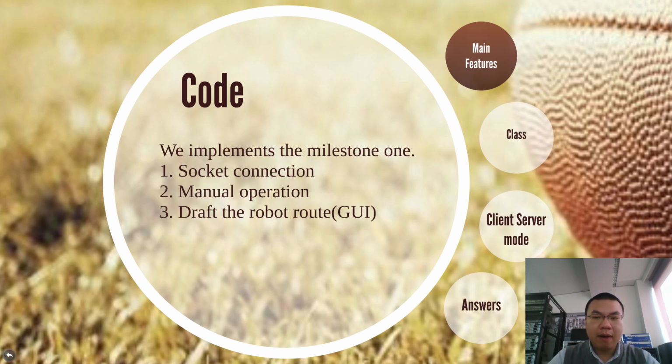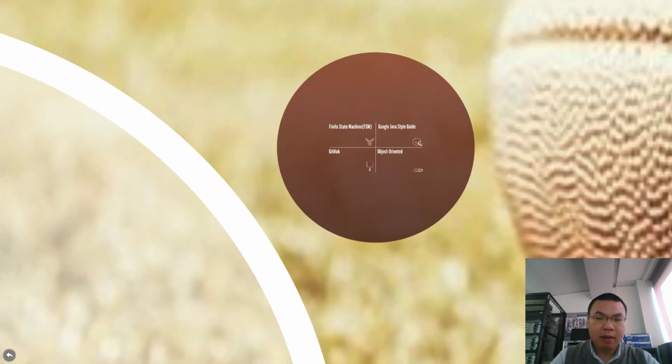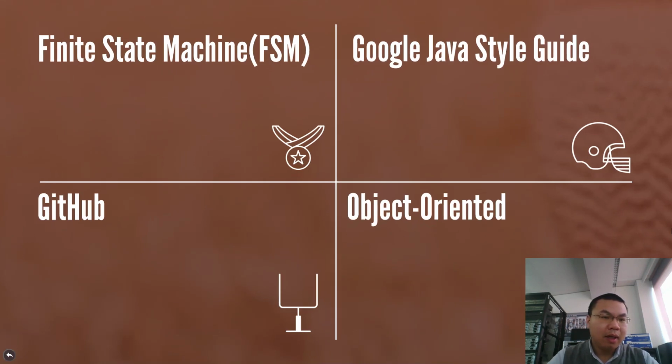The whole code has many features. The most significant one is that it is a finite state machine, and the code follows the Google Java style guide. We use GitHub to control the version, and because Java is an object-oriented language, we use this method to develop the functions.